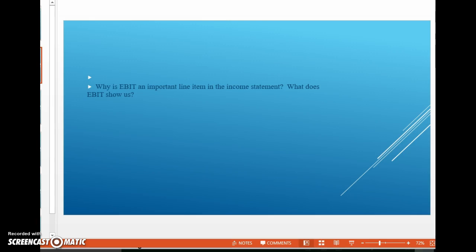Sometimes we want to take off the interest and taxes because the financing and the tax brackets don't totally reflect how we're running the company. So sometimes we want to take those items off and just look at our earnings without that. And that's what EBIT allows us to do.